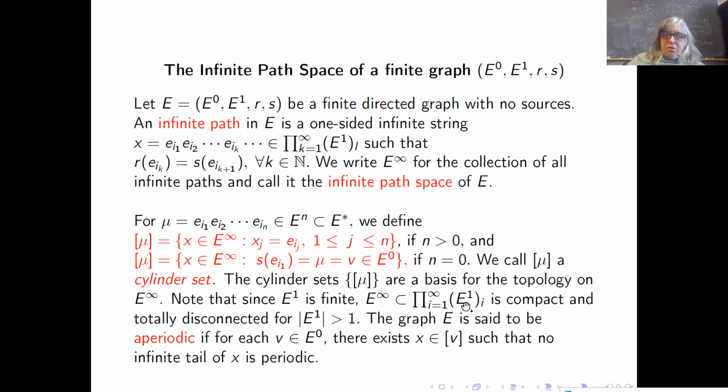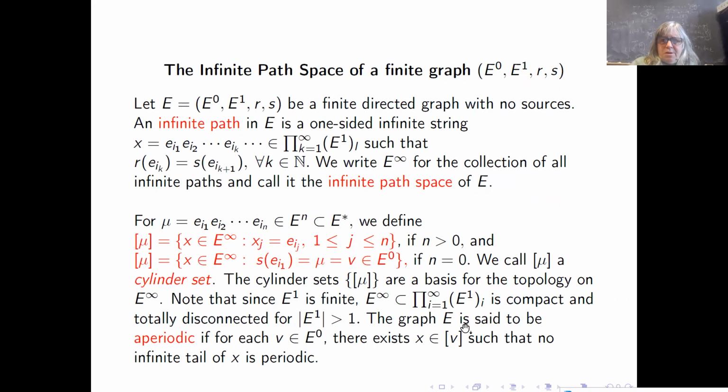And this set here is totally disconnected, as is E infinity. So we're looking at totally disconnected sets, and this set will turn out to be closed in this set, and so it will be compact. So we have these compact ultrametric spaces, in fact.